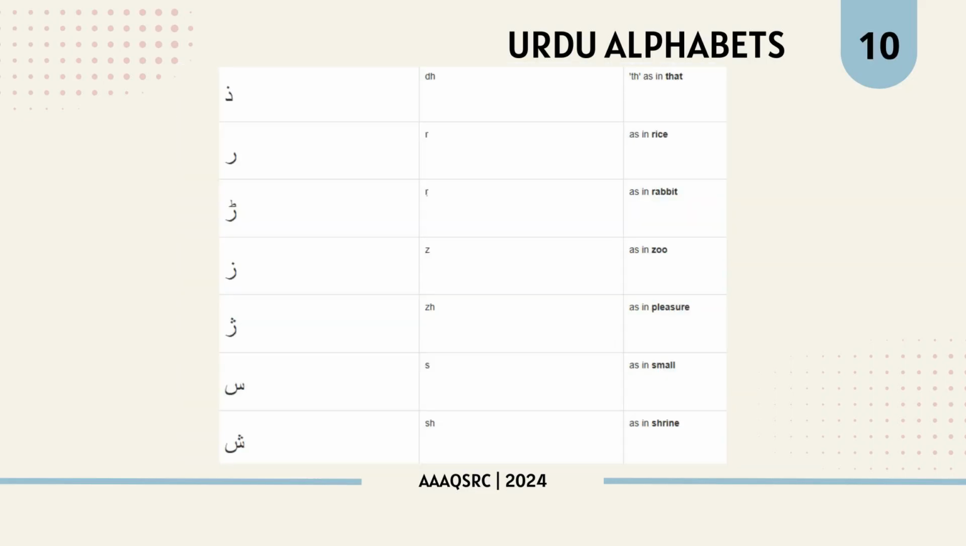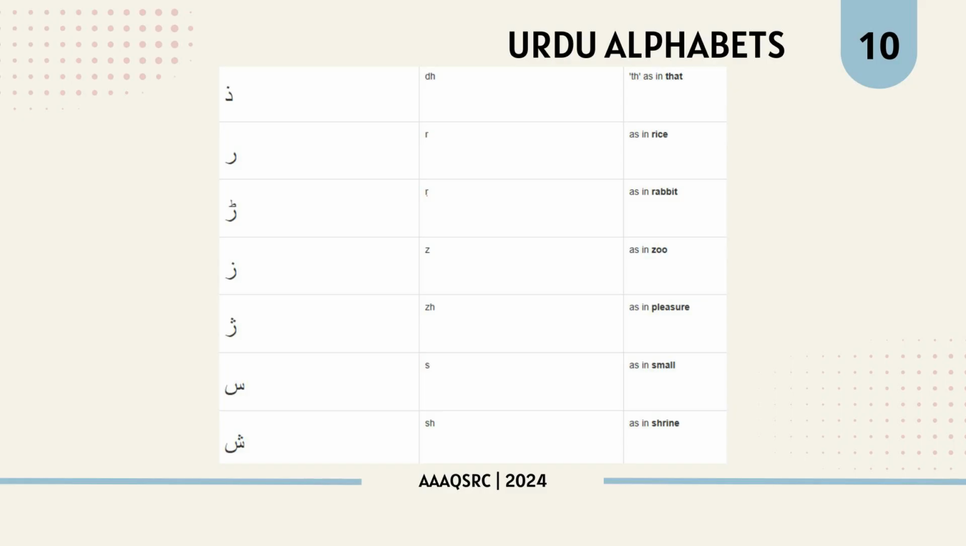The next alphabet is Jim. Jim has a proper alternative in English, which is J, as in joy. The next alphabet we have is CH, as in charm. It's written jim, alif, ra, mim: charm.